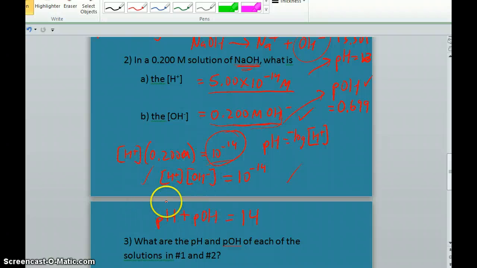Given a concentration of either one, divide it into 10 to the negative 14th, you'll know the concentration of the other. And if you're given a pOH or a pH, simply subtract it from 14, and you'll know the pH or pOH of the other thing you were not given. Very simple. In the next video, part 2, on self-ionization of water, we will look at some slightly more involved problems.